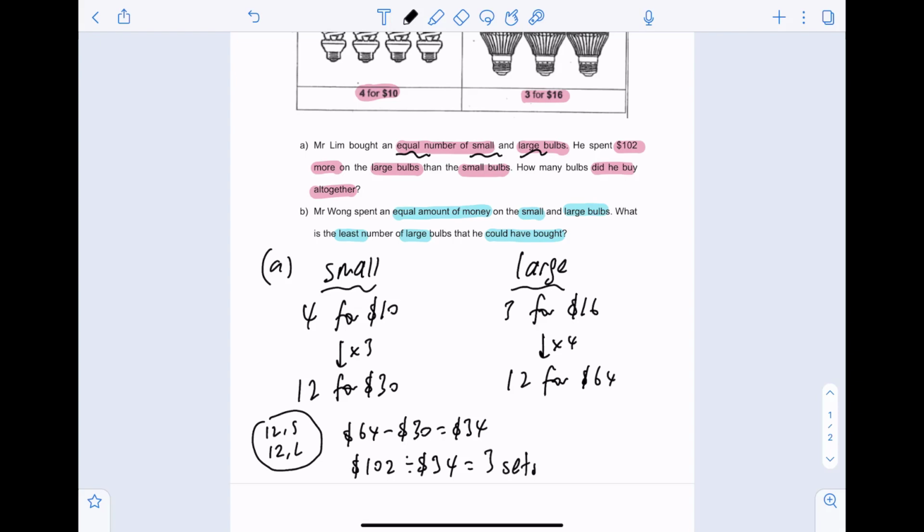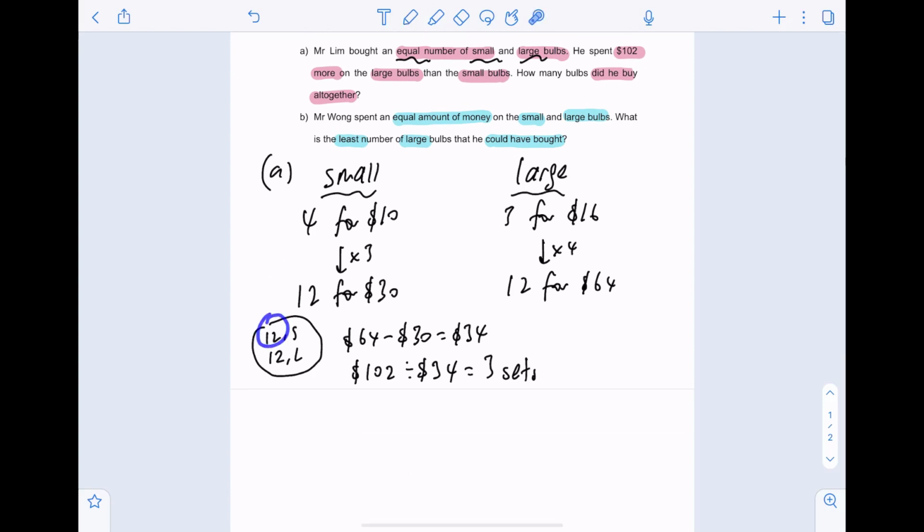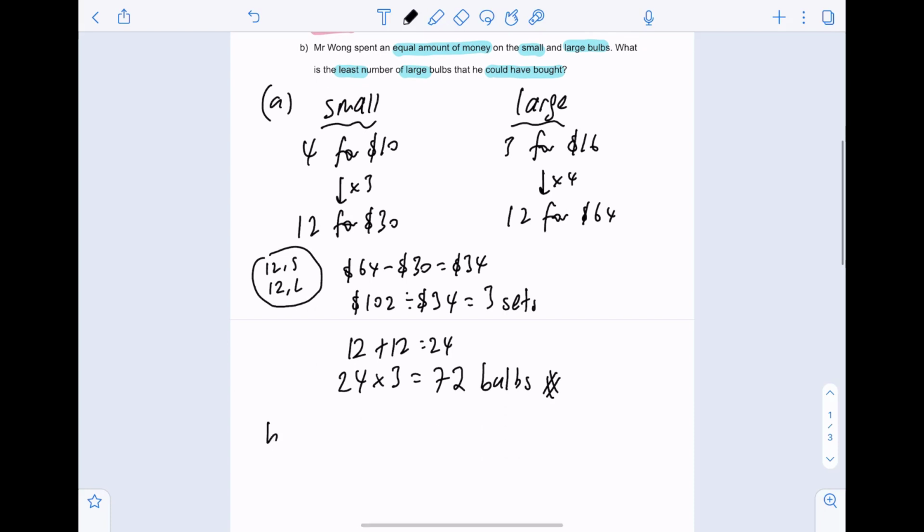How many light bulbs did you buy altogether? So in each group there's 12 plus 12, 24 in a set, and you have bought 3 sets. So 24 times 3, the answer will be 74 bulbs altogether. Okay, part B is next.